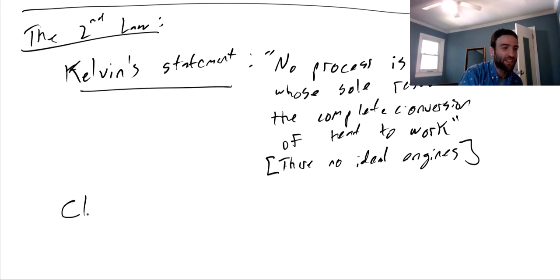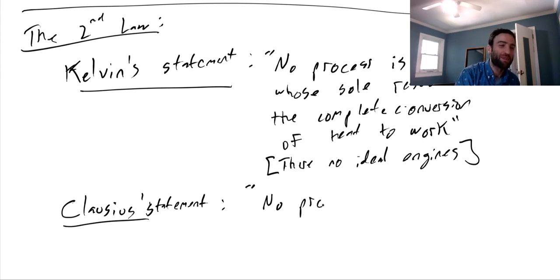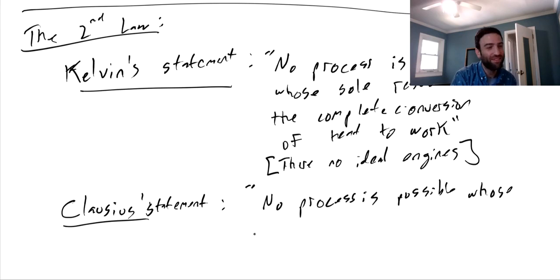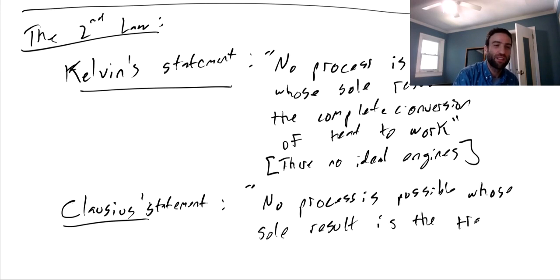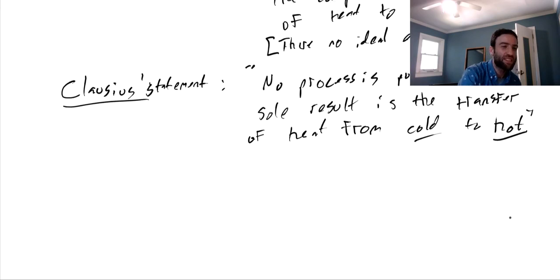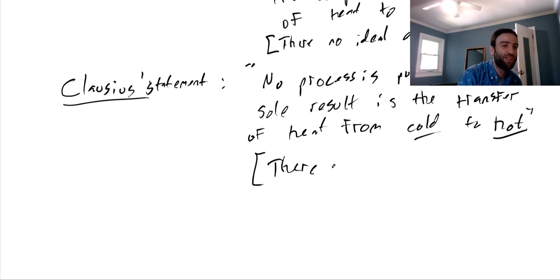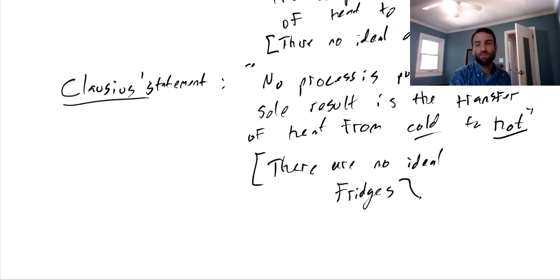There's another statement of the second law. This is named after another scientist, Clausius, who actually came up with the word entropy. And Clausius's statement is no process is possible whose sole result, this is just how people talked back in the day, I suppose, is the transfer of heat from cold to hot. And this is sometimes summarized as saying there are no ideal fridges. There are no ideal refrigerators.